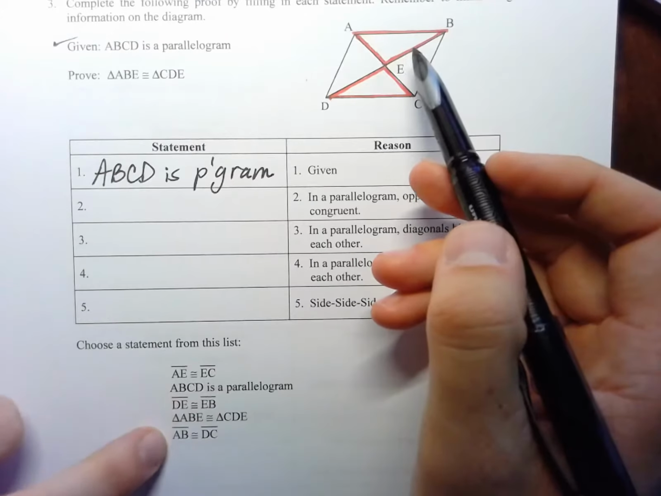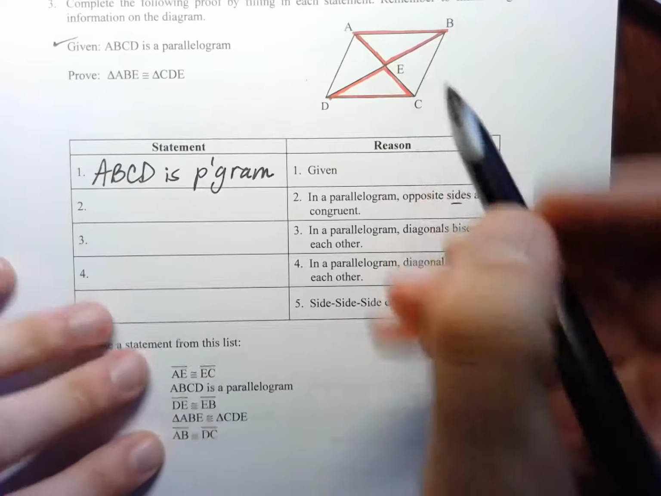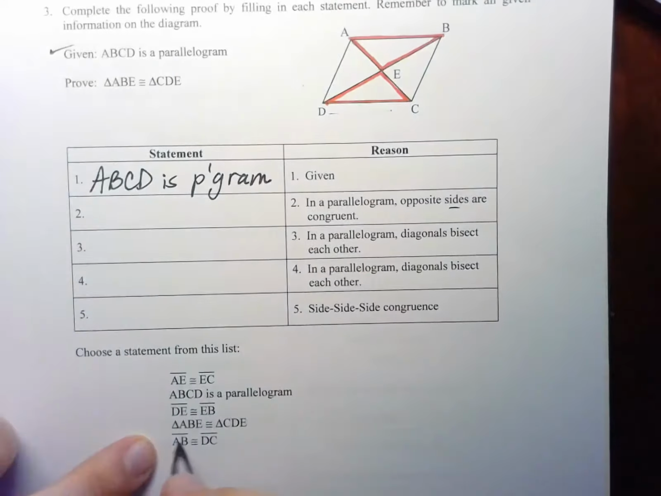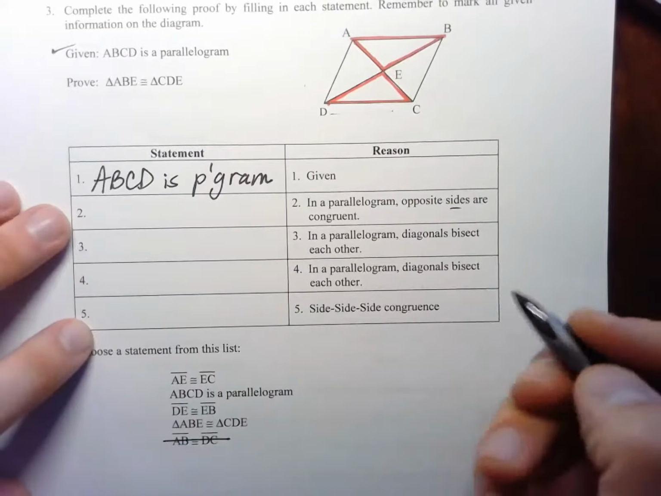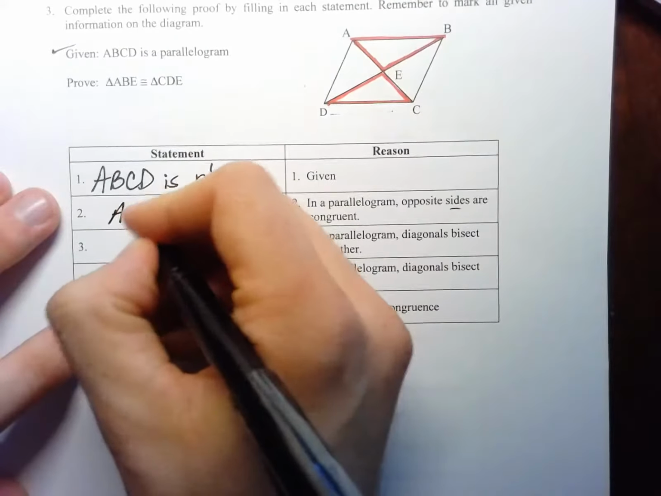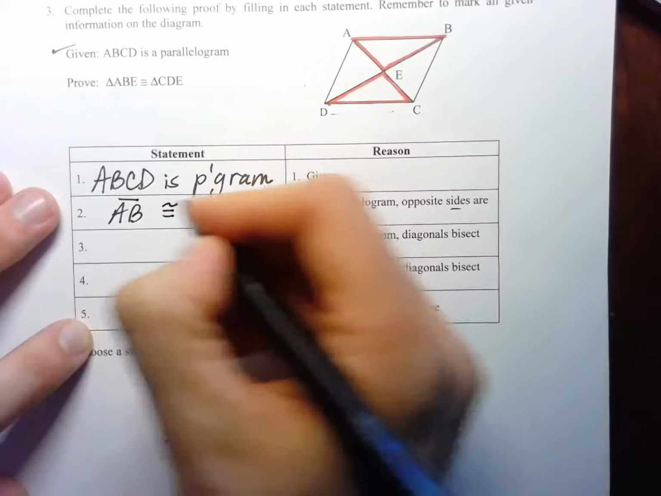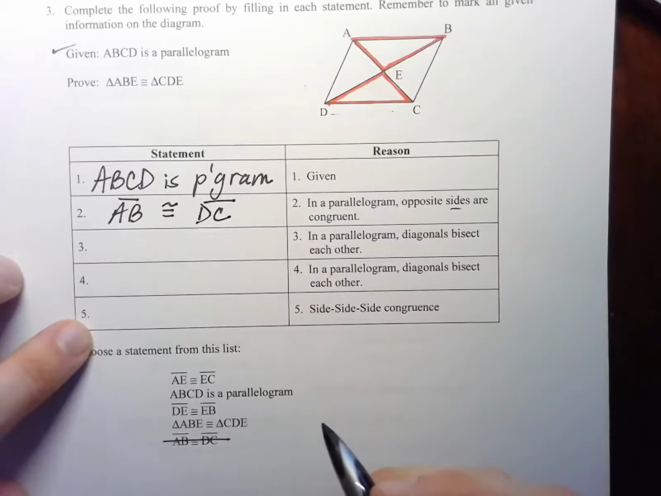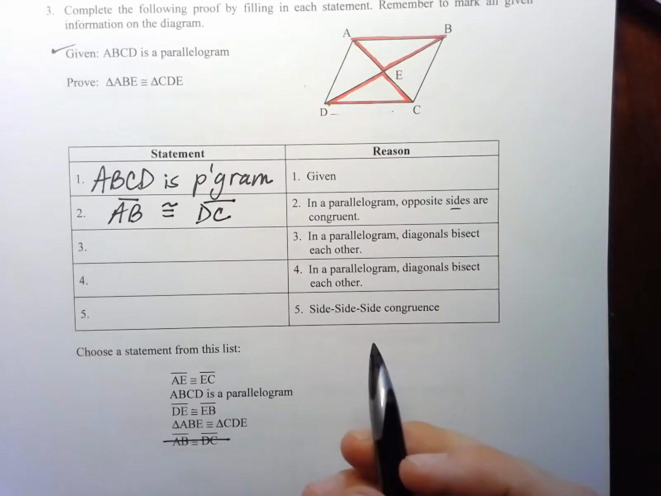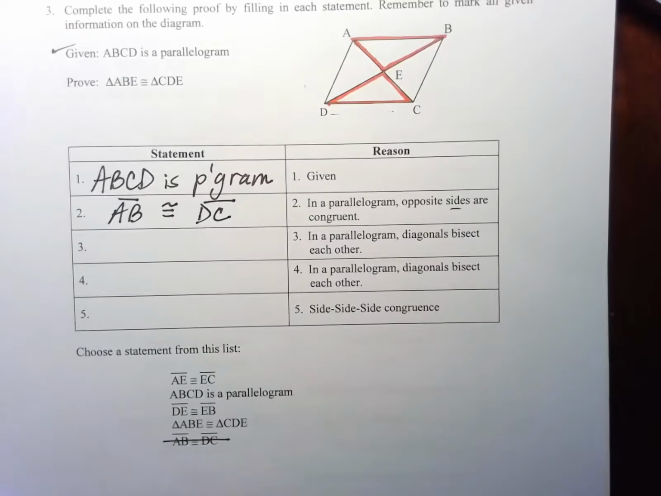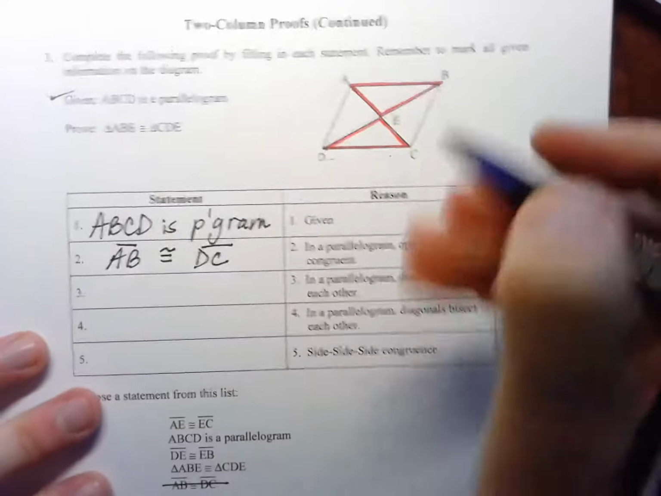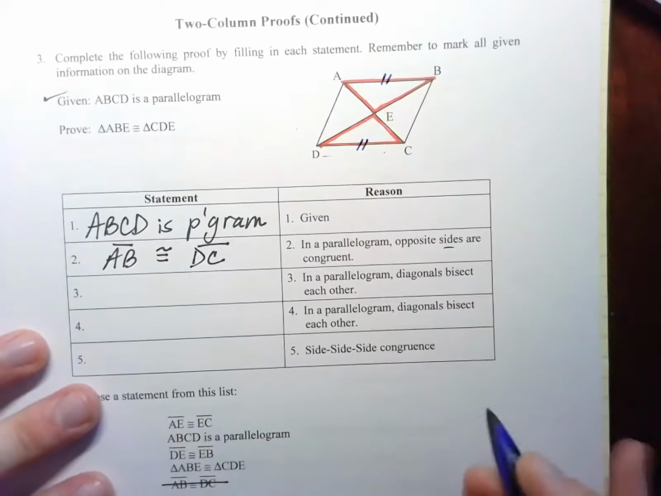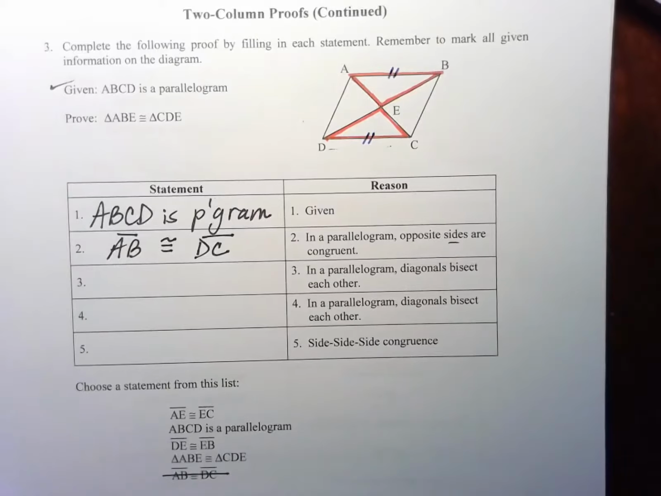Okay, so what about DE congruent to EB? No, that's still diagonals. What about AB and DC? Oh, AB and DC, right there. So that's that one. Opposite sides. AB congruent to DC. Okay, this is kind of showing it to you from the other side of the logic point of view. So now we know that AB is congruent to DC. We know those two lengths are congruent.